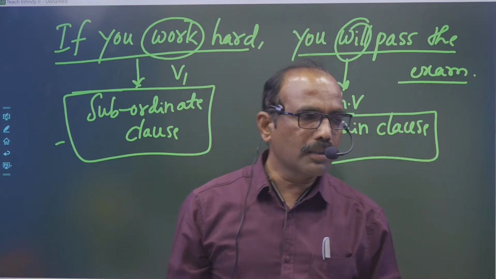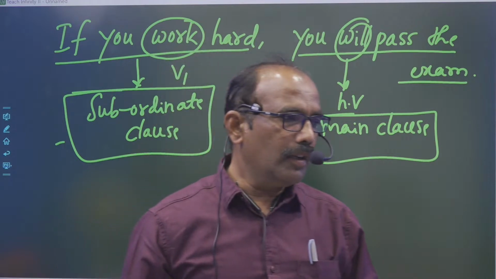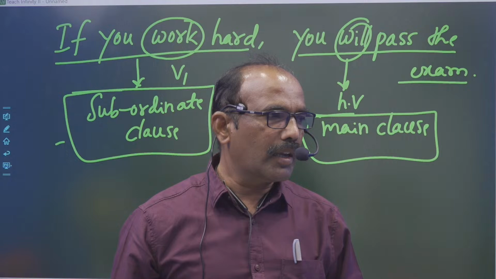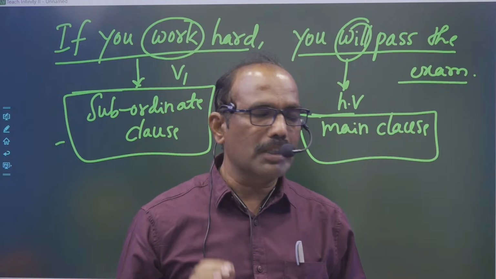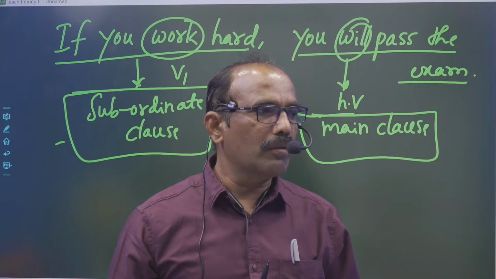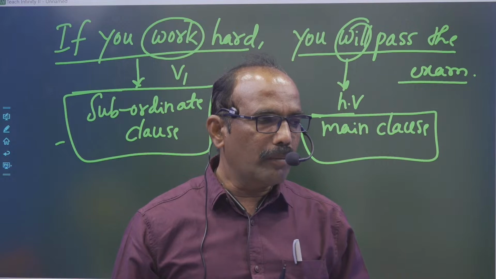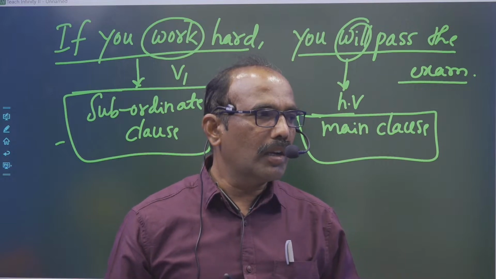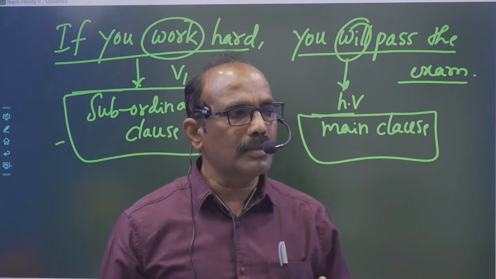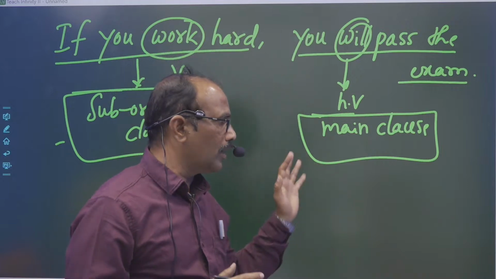So like this, main clause is a clause that is able to give the complete meaning on its own, that is main clause. If the clause is not able to give the complete meaning on its own, that is dependent clause or subordinate clause.